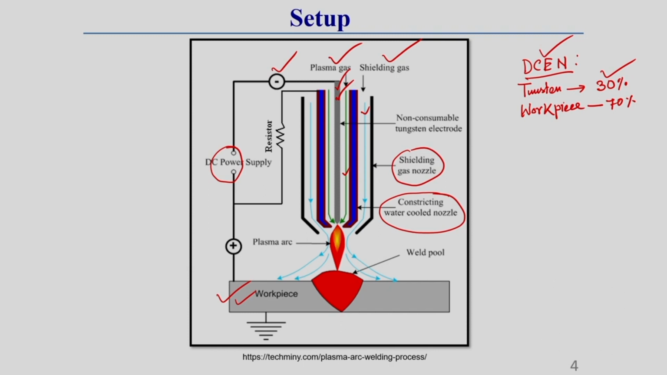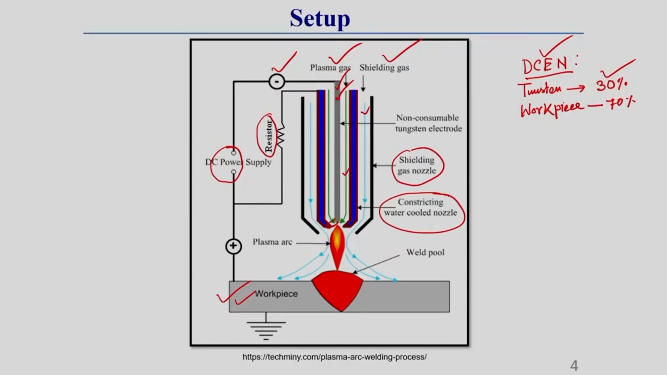Here one thing you can observe is that there is some other connection, a resistor connected with this copper nozzle, the water cool copper nozzle. Why is this required? Because when we start the arc, the arc is generally started in between this electrode and this copper nozzle. To generate the arc initially, this resistor circuit is used, which is connected to the water cool copper nozzle and the electrode.